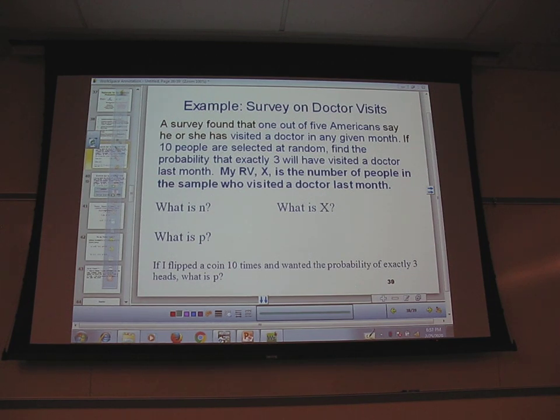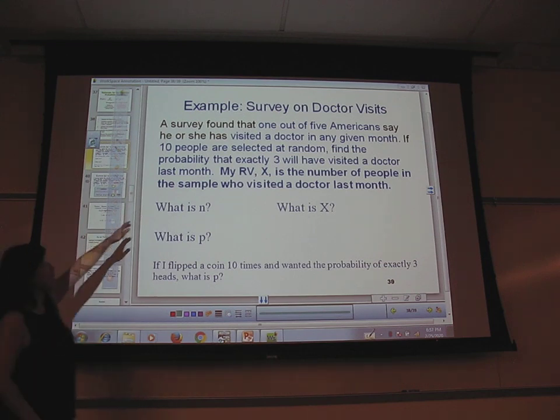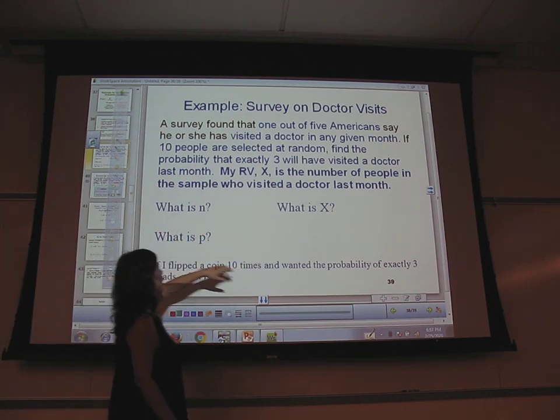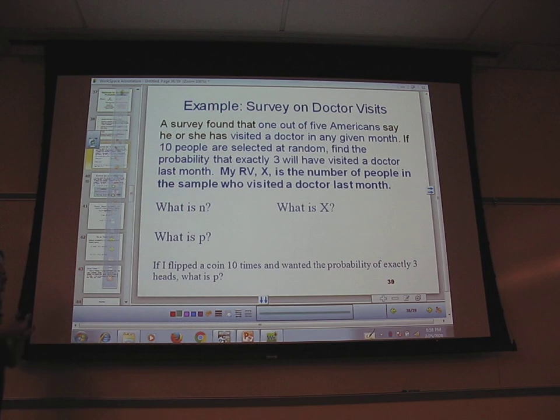Great, so with your neighbors, try to figure out what's n, what's x, what's p. And it helps to think about what happens over and over and over again. That's your trial. And then how many times you did that, that's going to be your n. x is the number of successes you want. p is the probability of success for just one trial. Why don't you take a minute and talk to your neighbors about that, see if you can figure those out.